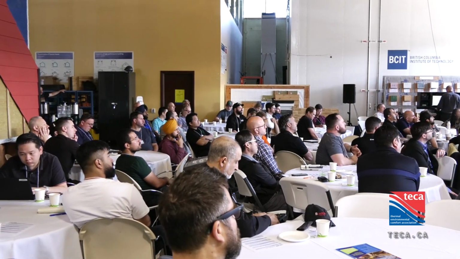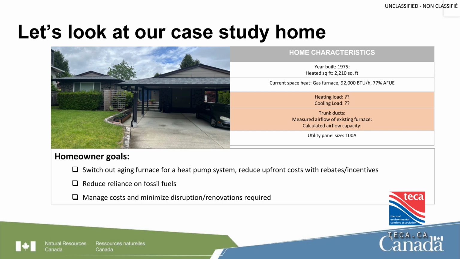So as mentioned previously, our case study home is located here in Burnaby. It was built in 1975, roughly 2,200 square feet, and currently has a gas furnace. What we're looking to do here, you see some of the homeowner's wants and needs at this point. Our goal today is basically to fill in some of the gaps with information. So the heating and cooling load, we don't know for this house right now.